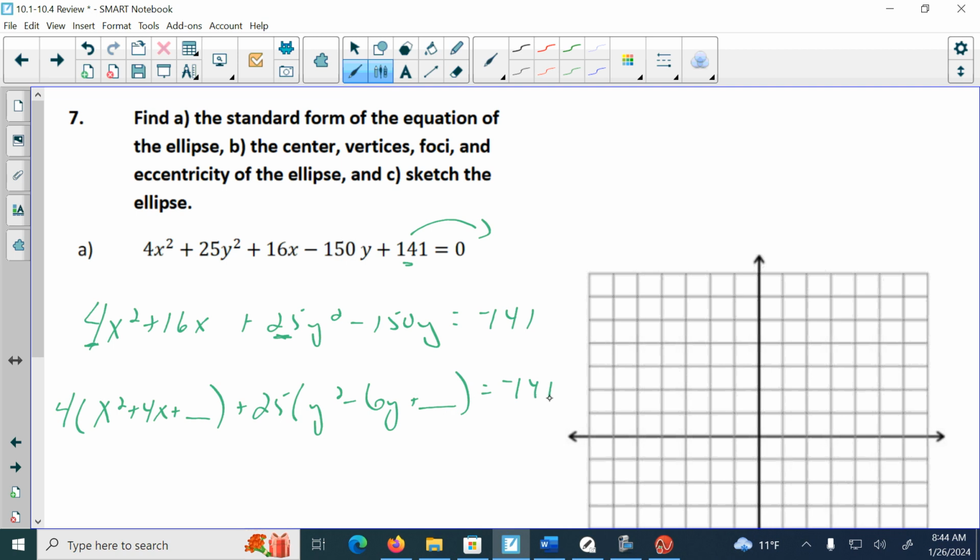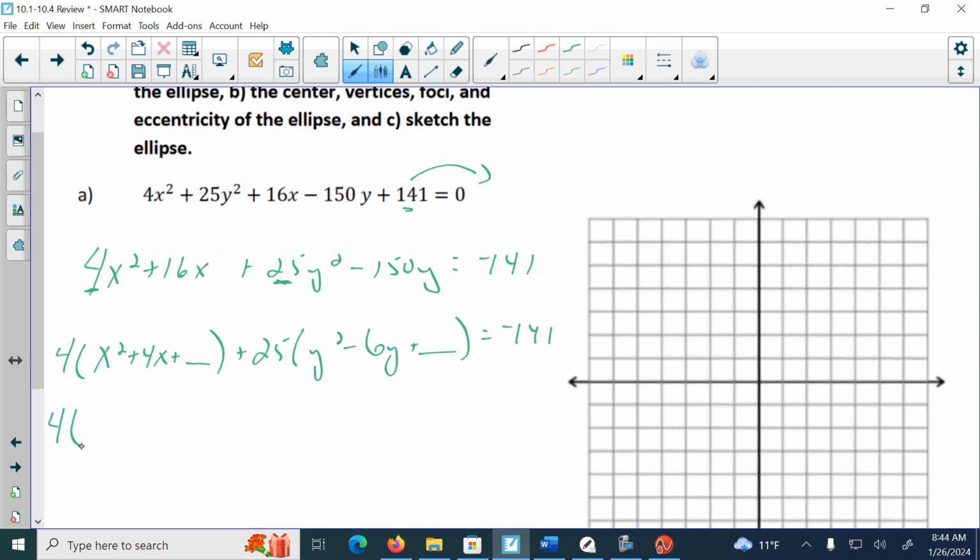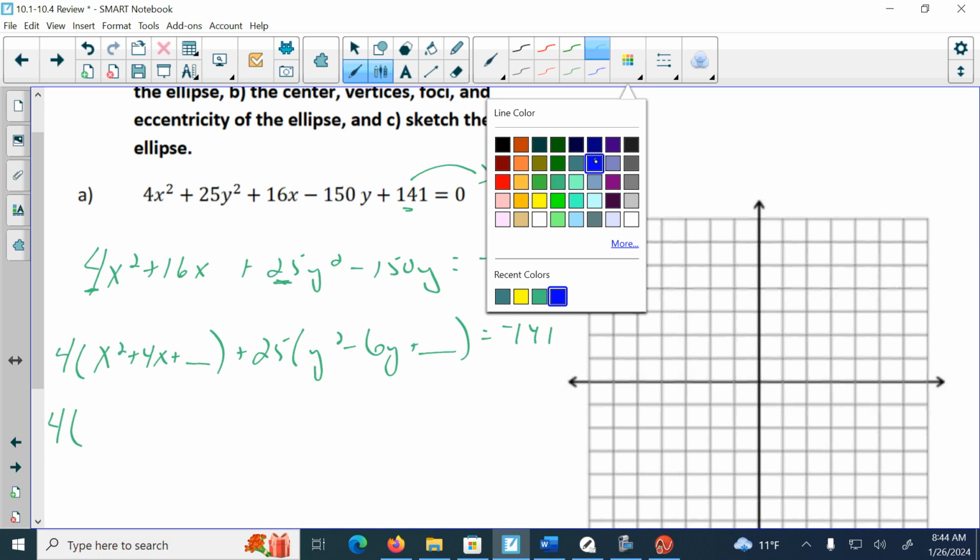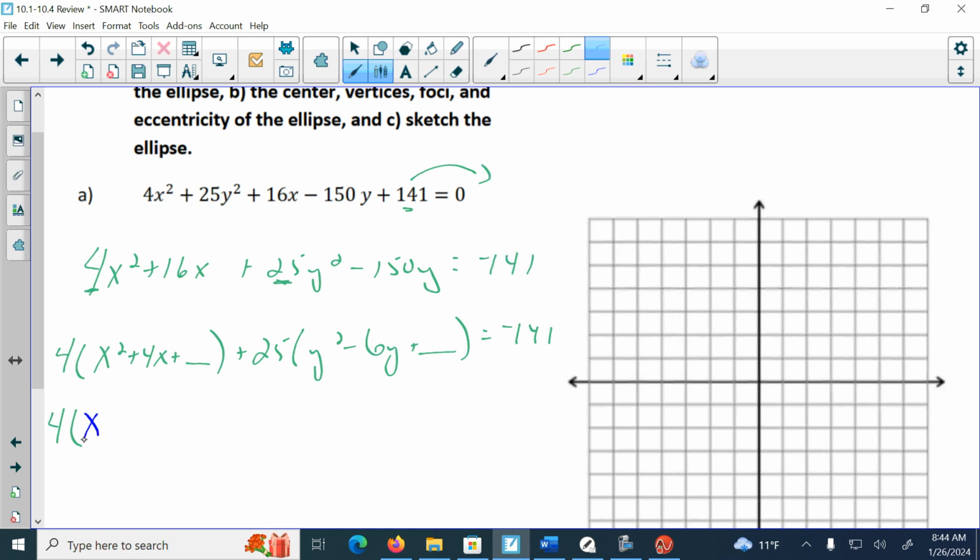Now I have to complete the square, so this 4 stays the same. I'm going to take x, this is a plus sign, so I copy down that plus sign. Half of 4 is 2. 2 squared is 4. I'm not really adding 4, I'm adding 4 times 4, so I'm adding 16 to this side, which means I'm going to add 16 over here.